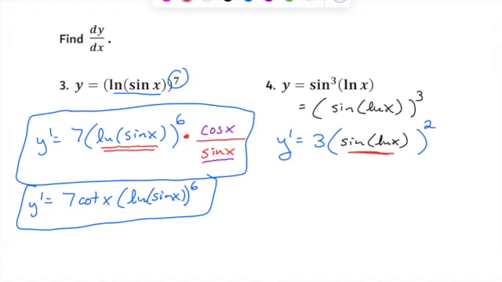The derivative of sine of ln of x now, okay, be careful here. The derivative of sine of something is cosine of that same something. So this would be cosine of that ln of x, and then multiplied by that inner expression's derivative. And the derivative of ln of x is 1 over x.